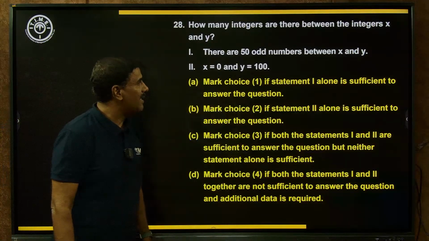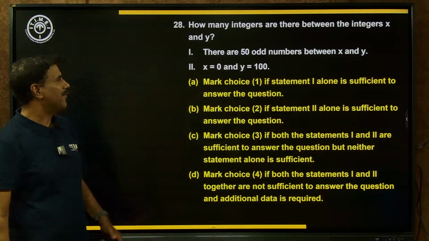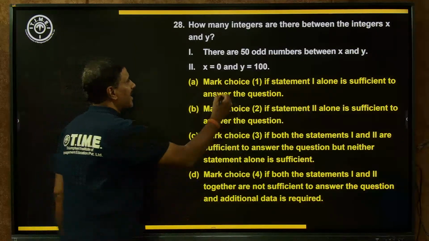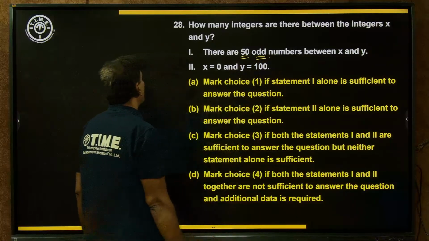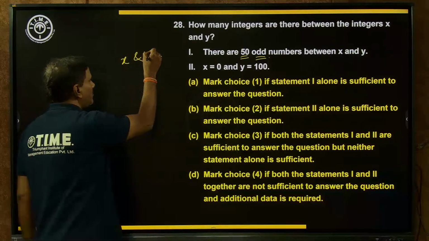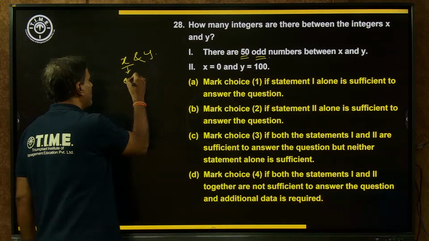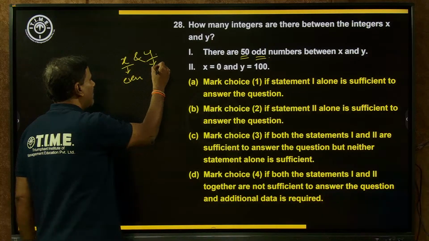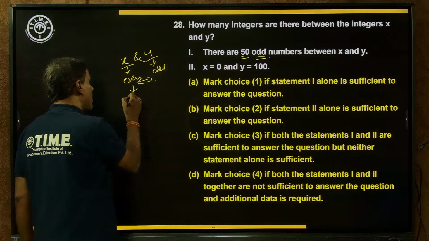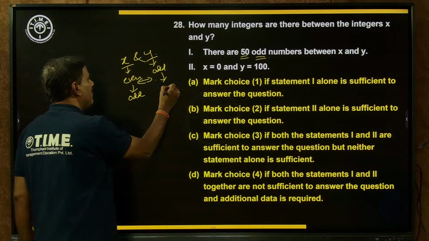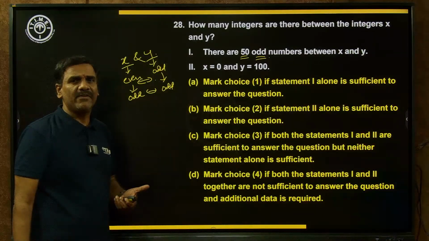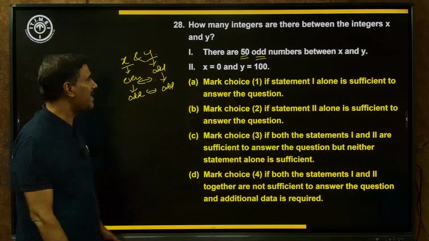How many integers are there between the integers x and y? If you are looking at the first statement, there are 50 odd numbers between x and y. The problem with that one is it is mentioning 50 odd, right? So there are possibilities. If between x and y we are having one number as even and the other number as odd, then we will be having a certain number of odd numbers. Or it may be that this is an odd number and this is also an odd number and we are having a certain number of odd numbers between them. So based on the different scenarios, we will be having different answers possible. And again, the first statement is not sufficient for us.